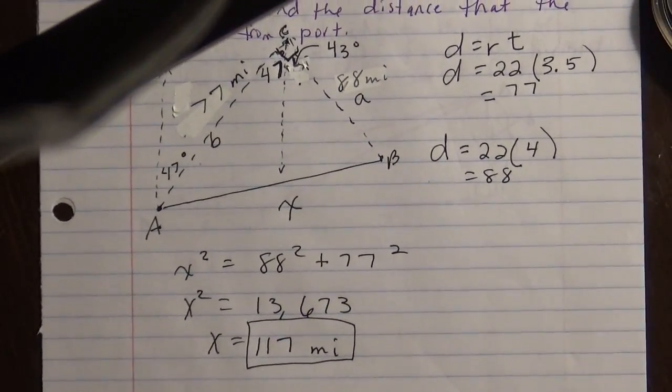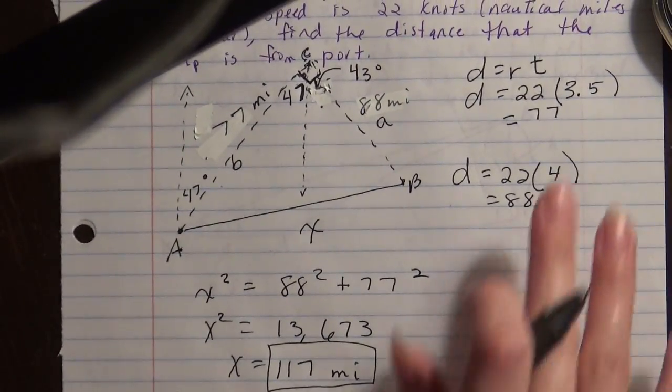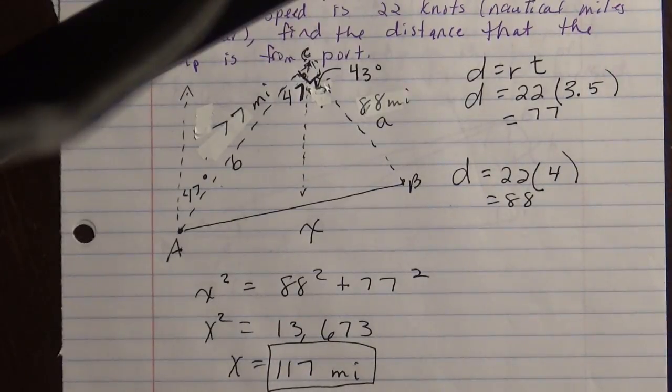Okay, so that's a bearing problem using the second method, where they give you a north and an east, or a south and an east, or south and a west, etc. The directions. And we are almost done with this section. We've got one more.